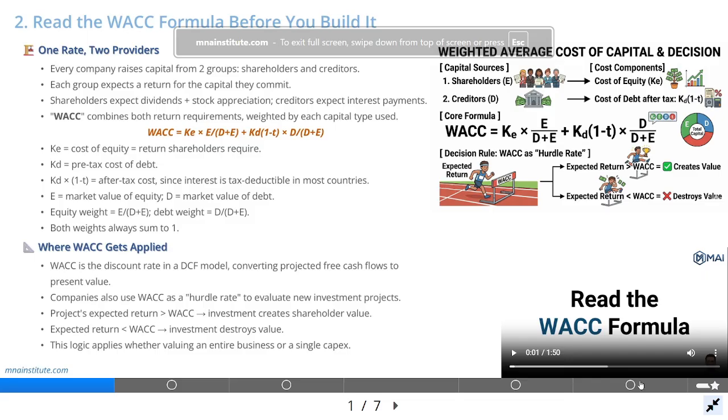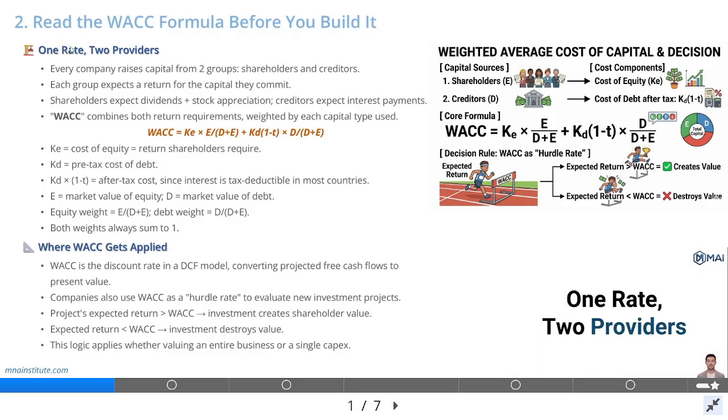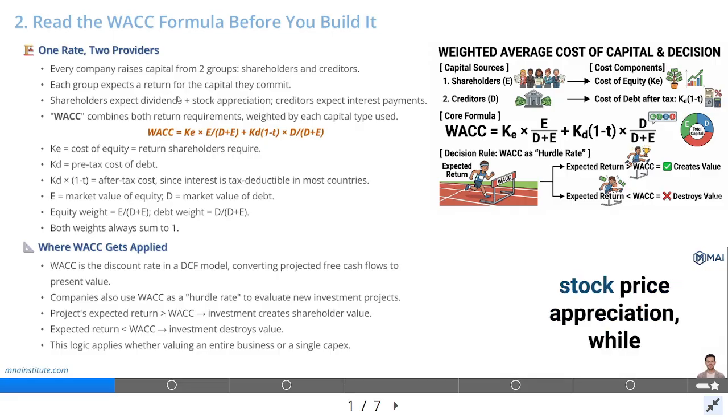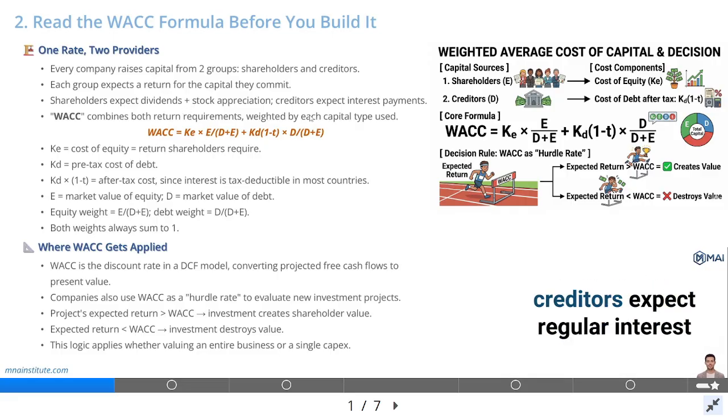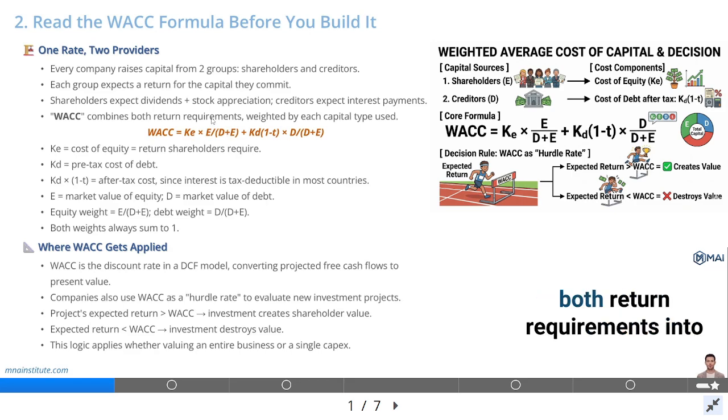2. Read the WACC formula before you build it. 1 rate, 2 providers. Every company raises capital from 2 groups: shareholders who provide equity and creditors who provide debt. Each group expects a return for the capital they commit. Shareholders expect dividends and stock price appreciation, while creditors expect regular interest payments. WACC, or weighted average cost of capital, combines both return requirements into 1 rate, weighted by how much of each capital type the company uses.